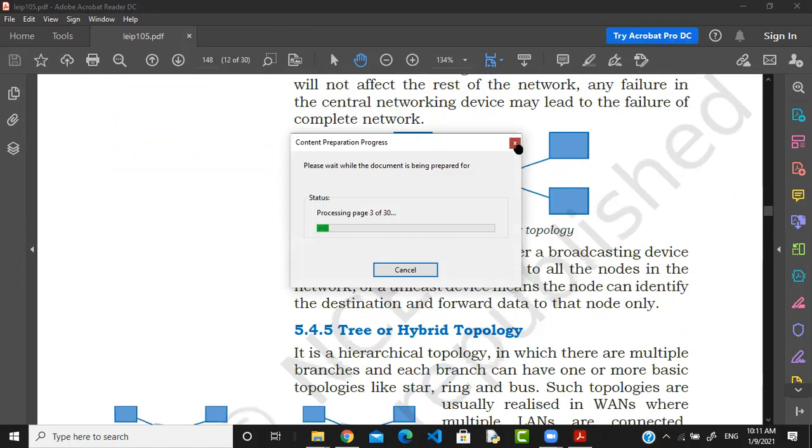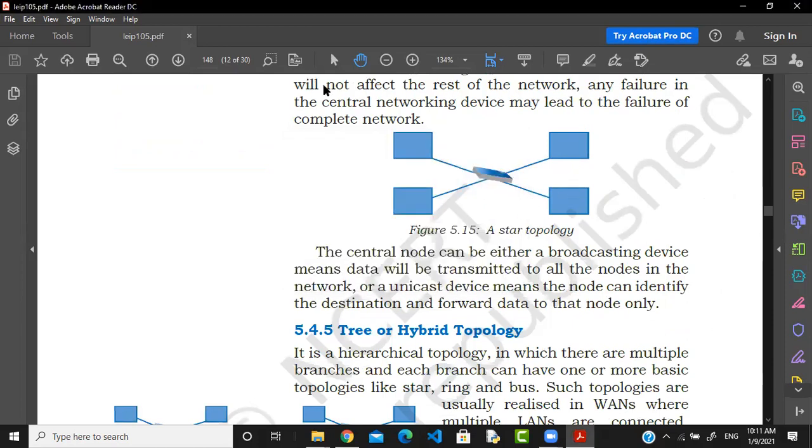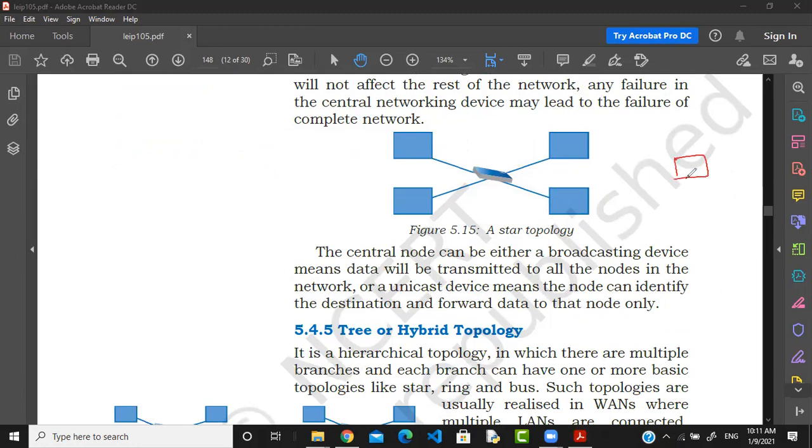So most generally we are using this network topology only. Like this, in your lab you can see that there is a hub and all other computers are just connected through this computer. So it looks like a central, or you can say this looks like a star topology. One question is guaranteed, that is based on the topology.